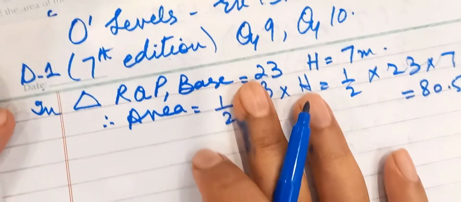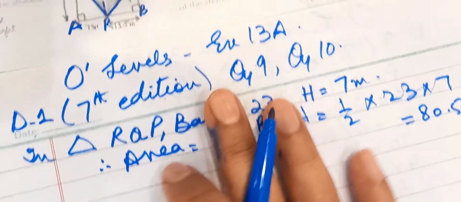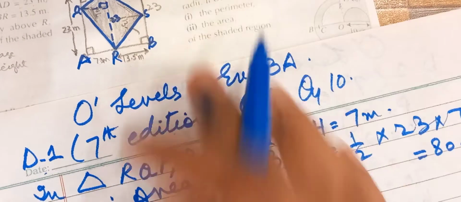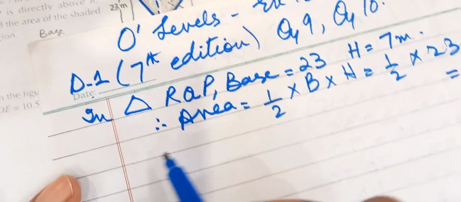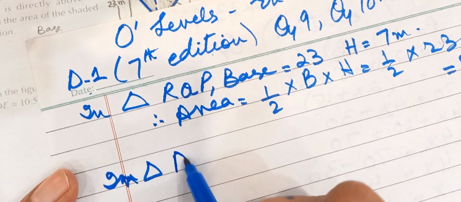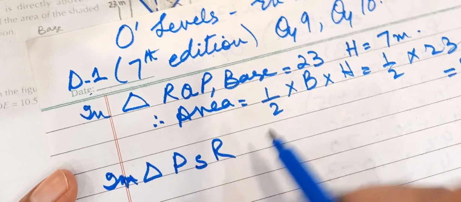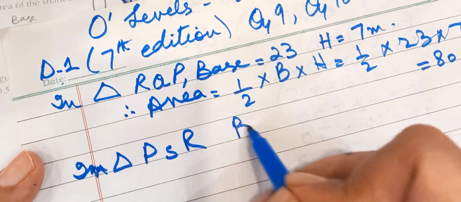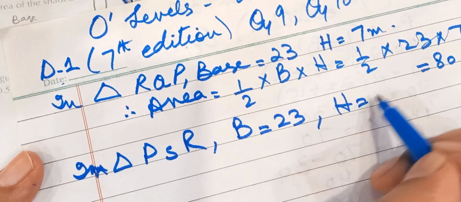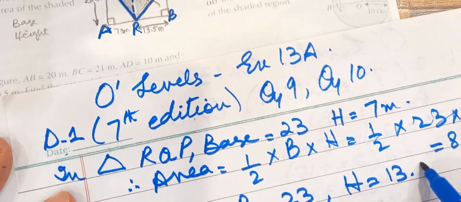Now in triangle PSR, now I will take this triangle. In triangle PSR, base is same, which is 23, and height is equal to 13.5.